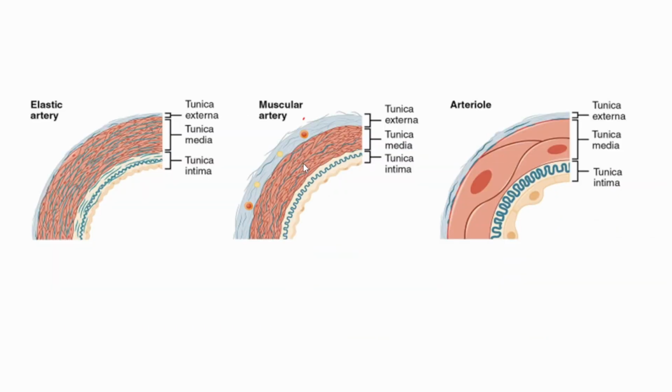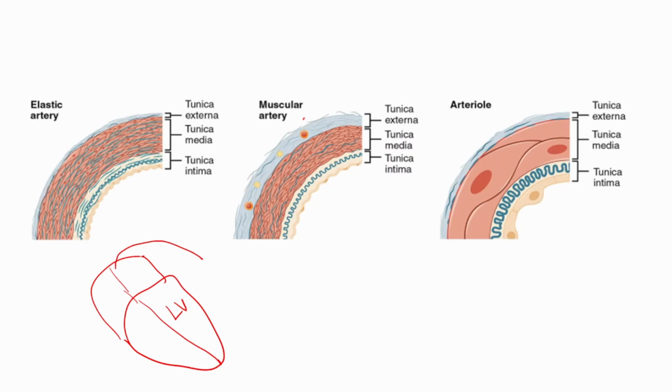Now let us look at how this basic structural blueprint adapts to specialized functional roles as blood travels downstream from the heart. To have a perspective, let's draw the heart over here, and this is our left ventricle. The largest conduits, or the arteries that exit the left ventricle, are elastic arteries, and in this case, the aorta leaves the left ventricle. So this is an elastic artery. This elastic artery possesses an exceptionally thick tunica media rich in elastic fibers, as illustrated in this segment.